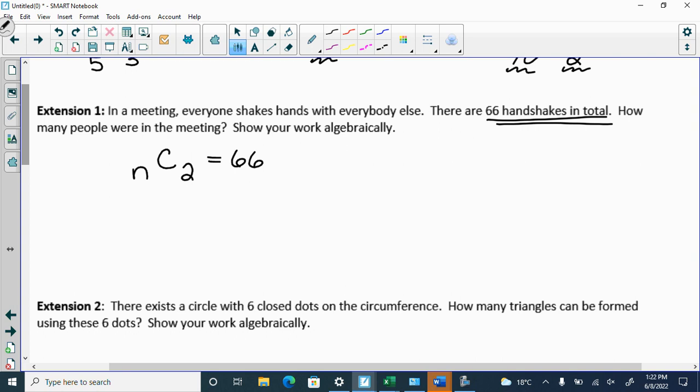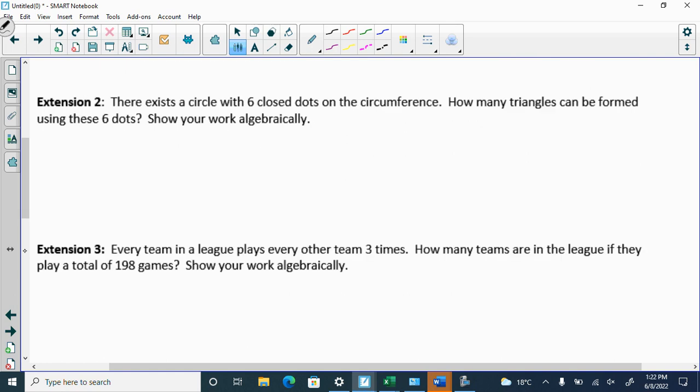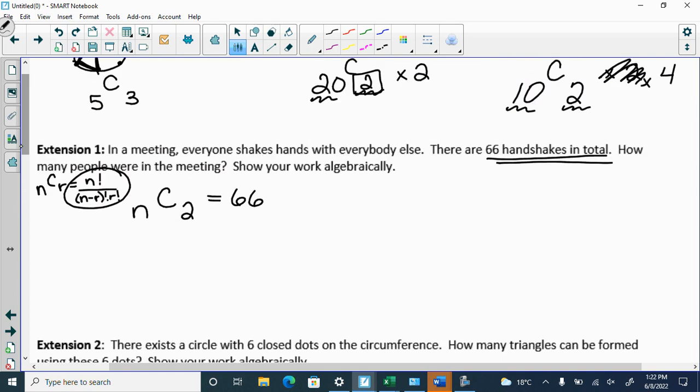And the nCr formula is nCr equals n factorial over n minus r factorial r factorial. Does not need to be memorized. It's on the bottom left of your formula sheet. You just go to your formula sheet. Go get it. This is my n. 2 is my r. I fill it into this part. So it's going to be n factorial over n minus 2 factorial, equals 66.